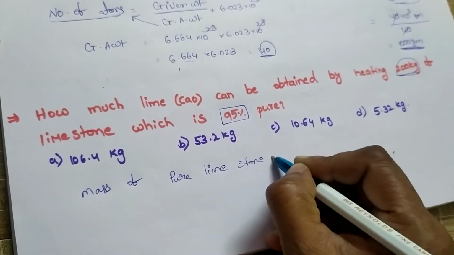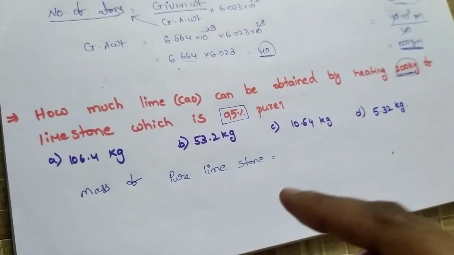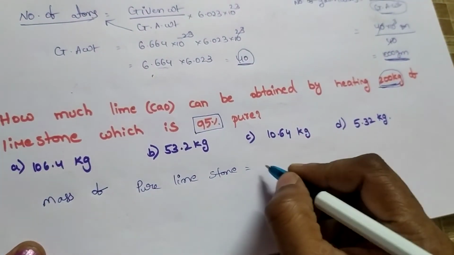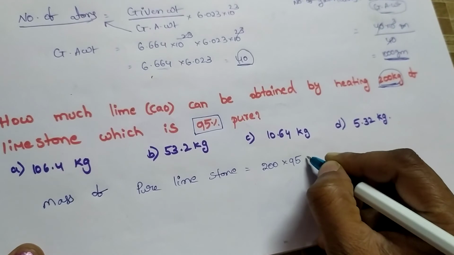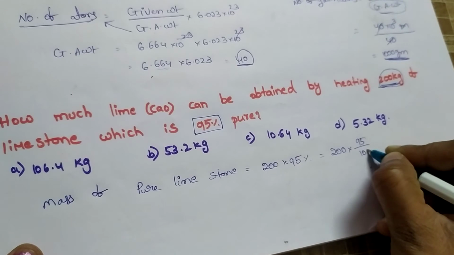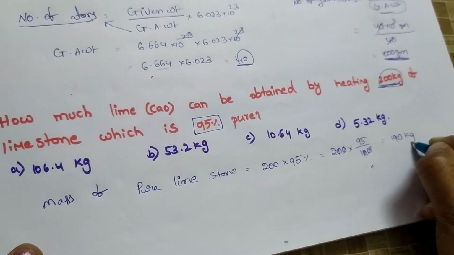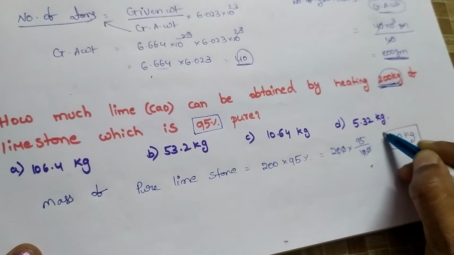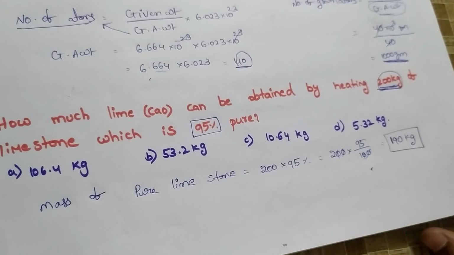Why I am taking the mass of pure limestone? Whatever 200 kg is given, that is not 100% pure, only 95% pure. So I want to take only that 95%. So 200 into 95%, 95% is nothing but 200 into 95 by 100, obviously. So it gets cancelled, 95 twos are 190 kg. So out of 200 kg, only 190 kg is pure. Now in 190 kg, we have to calculate for calcium oxide.